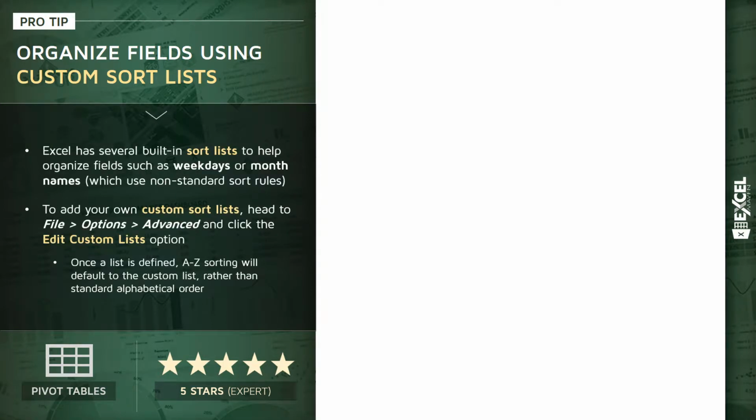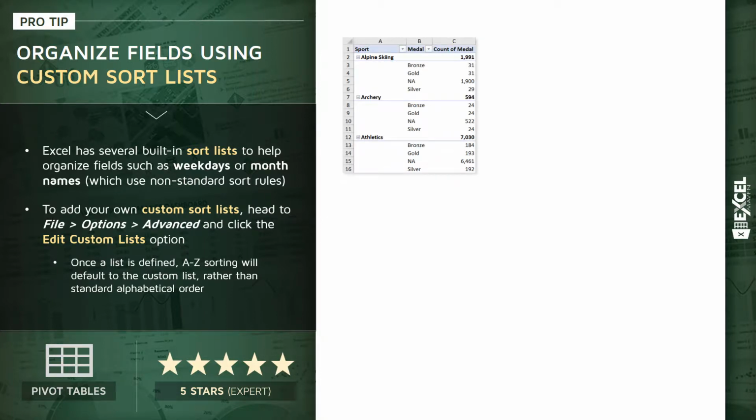So, by default, Excel has a number of built-in sort lists to help organize fields that can't be sorted with traditional rules. So things like weekdays and month names, which don't follow any sort of alphabetical or reverse alphabetical logic. You just have to know that Monday comes before Tuesday, March comes before April, and so on and so forth. And that's exactly what custom sort lists are designed to do. And in this demo, we're going to use a very similar process to sort Olympic medals. Because just like weekdays, there's a very particular order here that doesn't necessarily follow any standard rules.